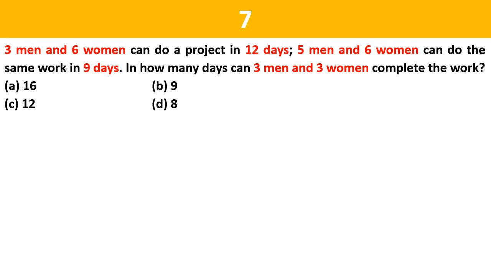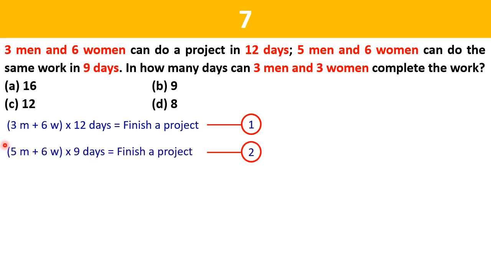The first team, that is 3 men and 6 women, can do the project in 12 days. So we can write the first equation as 3m plus 6w multiplied by 12 is equal to whatever is the task, finishing a project. The next equation will be 5m plus 6w, that is 5 men plus 6 women, for 9 days finish the project. This is the second equation. Now it is asked how many days are required by 3 men and 3 women to finish the same project. So I can write 3 men plus 3 women require, suppose, X number of days to finish the project.